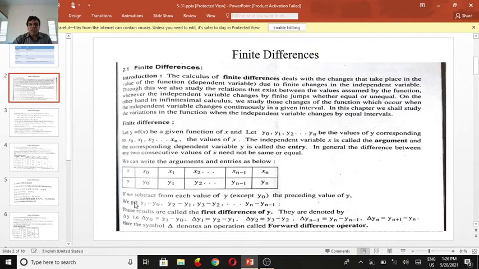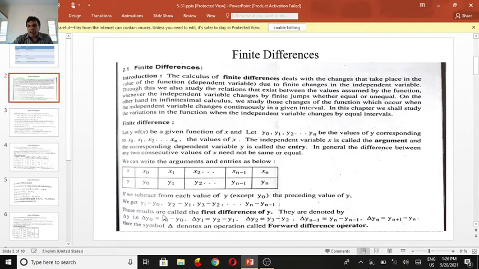If we take the first consecutive differences, we subtract from each value of y, except y naught, the previous one. The initial value is kept as it is. So we take the differences: y1 minus y naught, y2 minus y1, y3 minus y2, and so on, up to yn minus yn minus 1.